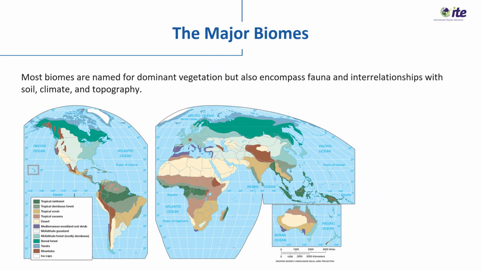The world can be divided into large ecological regions called biomes. Each biome has unique climate conditions, vegetation types, and animal communities. In this presentation, we will focus on the tropical biomes, which make up the central belt of the Earth.